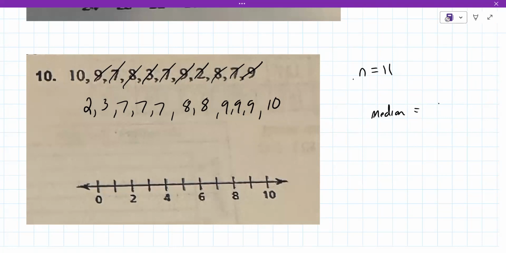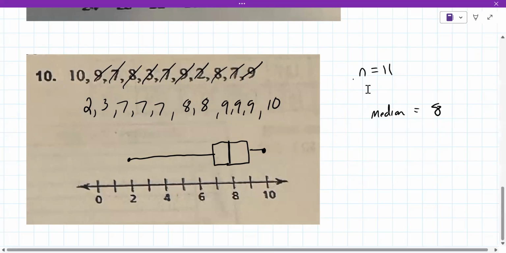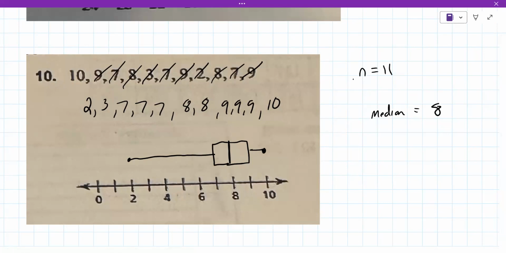Yes, that's correct. And split it down the middle, then. The third quartile is 9. Max is 10. The first quartile is 7 and the min is 2. Yep, that's what mine looks like. Solid. Right.